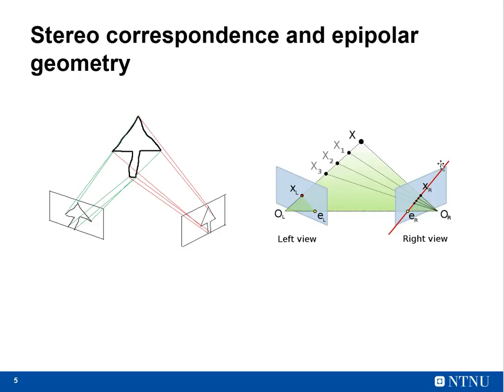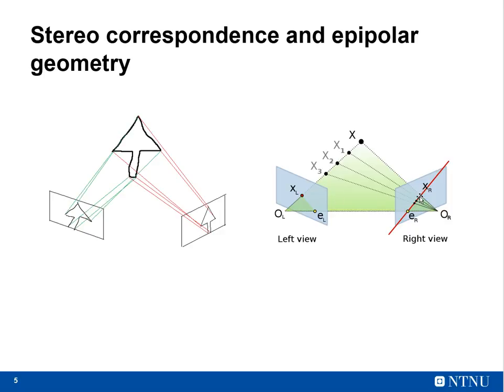The fundamental and essential matrix describes the correspondence between the two images. By taking the coordinates of the XL point in the left view and multiplying it with the fundamental matrix, we get the epipolar line in the right view. Somewhere along this line in the right view, we should be able to find the same red spot that we also saw in the left view.